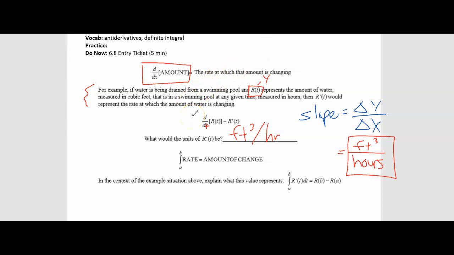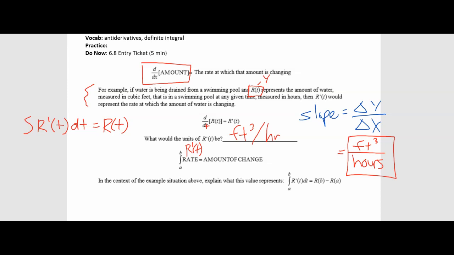Now, if I look at integration, right, so if I take the integral of a rate, and in this case our rate function was R prime of t, well, that's going to give us, it depends. If it's an indefinite integral, so if I take an indefinite integral of R prime of t dt, that will give us the original function, right, the R of t function.